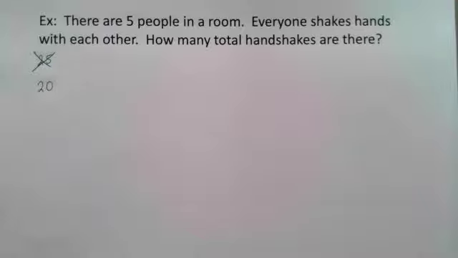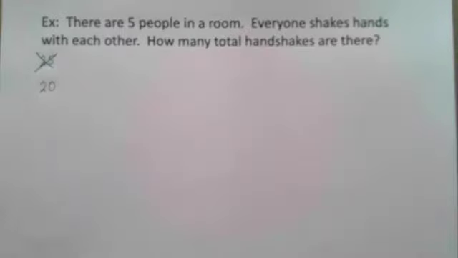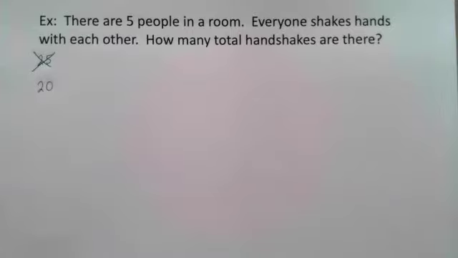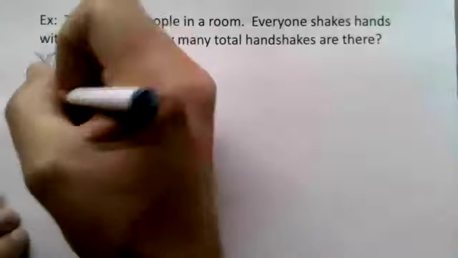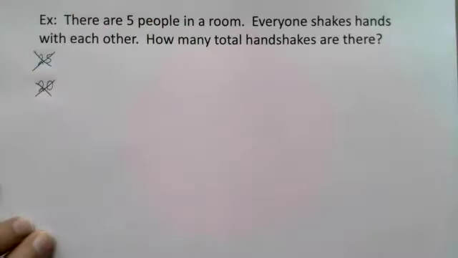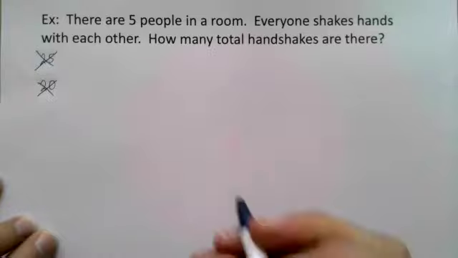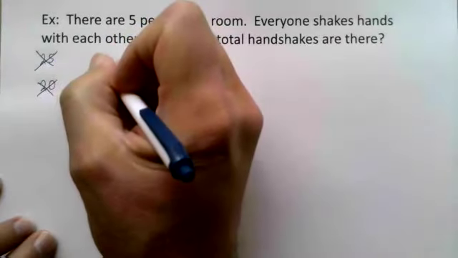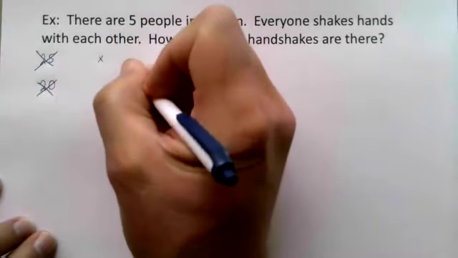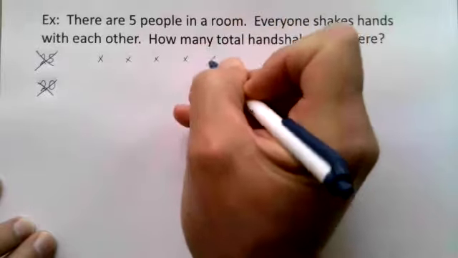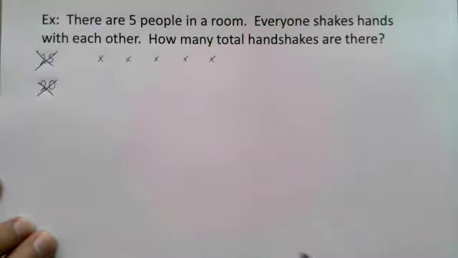What's wrong with 20? You're double counting some handshake. You're double counting every single handshake. If you're going to say the answer is 20, you actually double counted everything. Let me show you what I'm talking about. So 20 is not the right answer either. It's actually half of 20 because 20 is double counting. Let's say we have these people here. 1, 2, 3. Those are 5 different people represented right there.